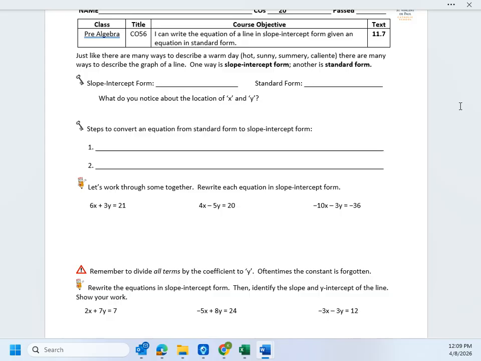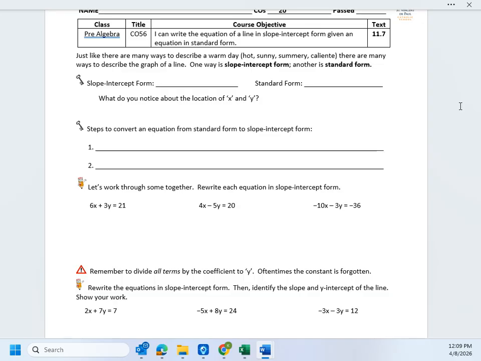Remember, a few objectives ago I said that when it's ax plus by equals c, I think is how it goes, that is the standard form. That's going to come up later. It's coming up today, that standard form. So we're still working with slope-intercept form, reworking it in a different way.